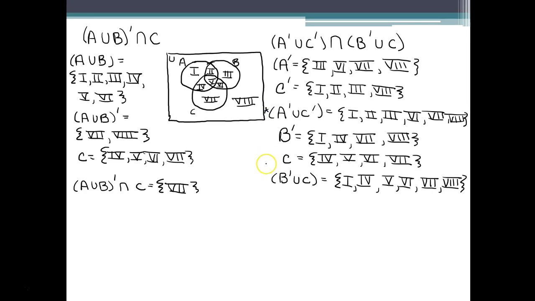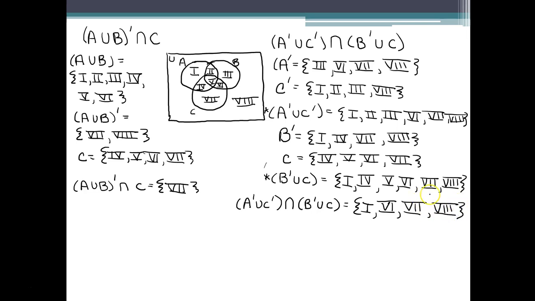And then we gotta take this A complement union C complement and this B complement union C and do the intersection of those two. Alright, so intersection. We both have a 1. 2 and 3 are out. 4 is not common. 5 is not common. 6. They both have a 6. They both have a 7. And they both have an 8. Alright, that takes care of that statement.